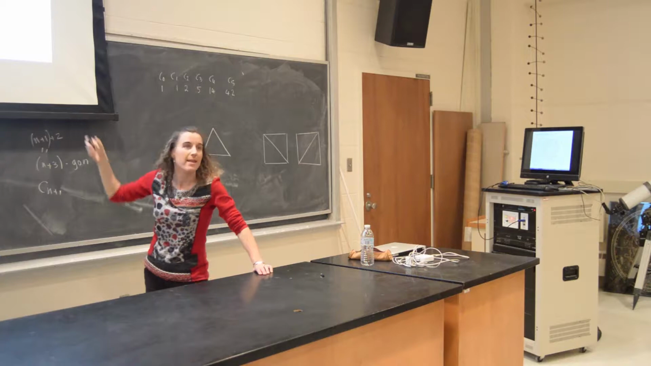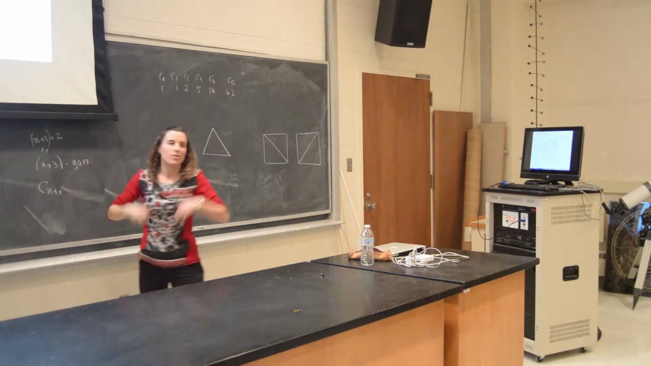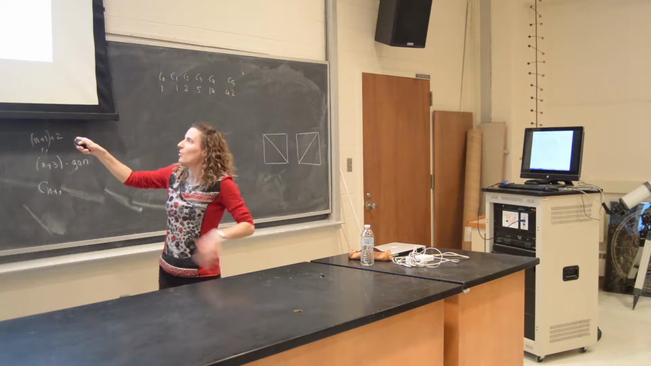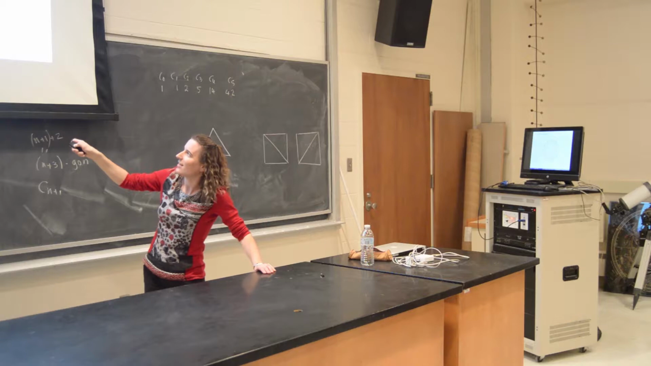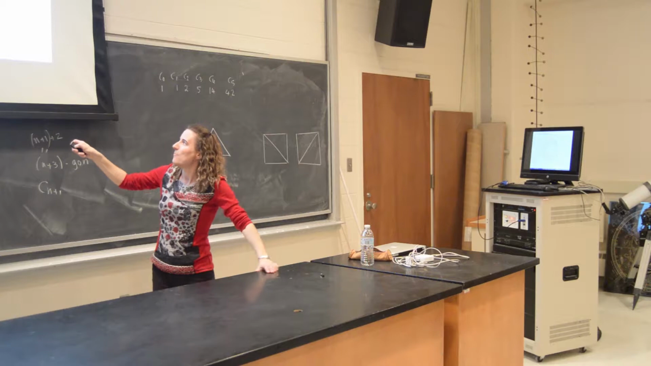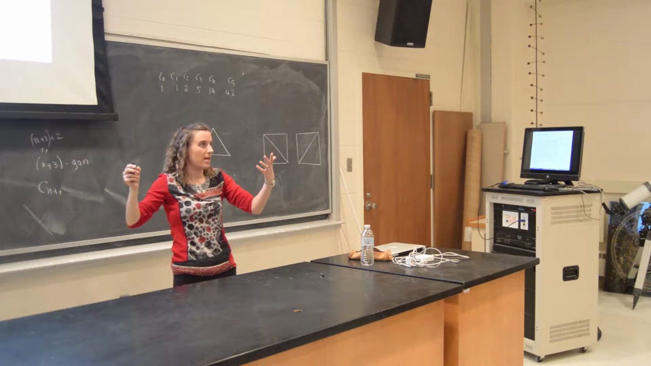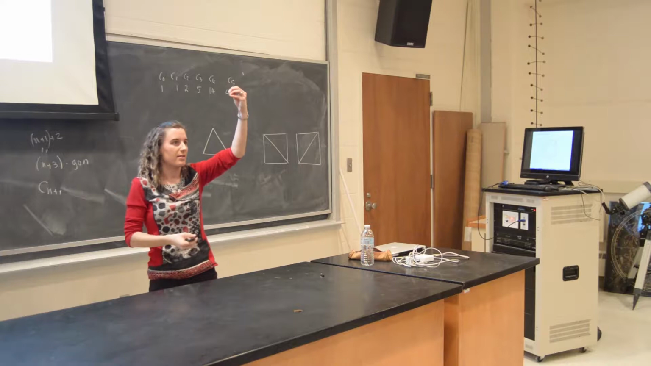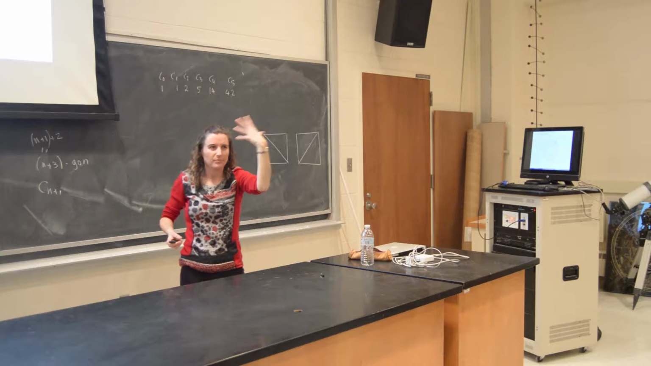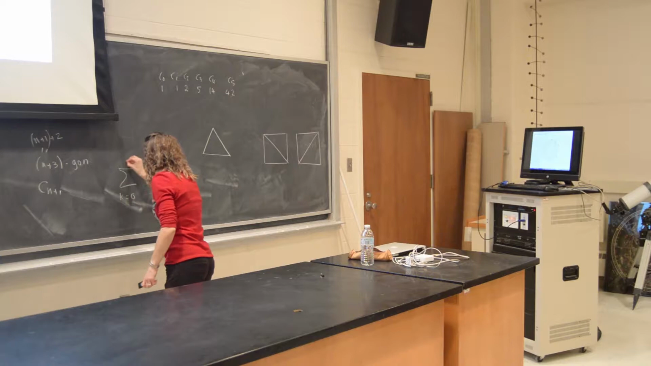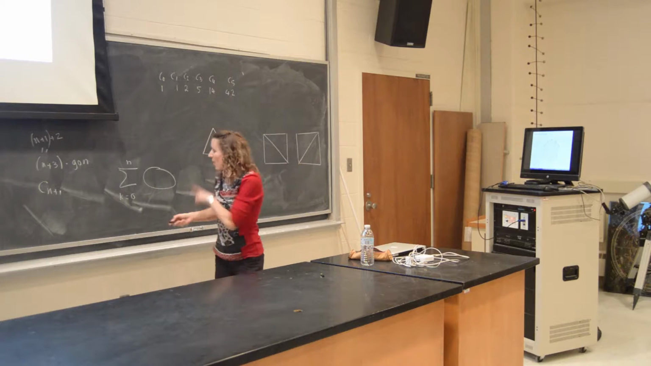So the number of triangulations, C_{n+1}, is going to be the number of triangulations that contain the triangle with vertex zero, plus the number that contain the triangle where the third vertex is one, plus the number where the third vertex is two, and so on, all the way to the triangulations that contain the triangle where the third vertex is n. So you can see I have this sum where k goes from 0 to n, and k is the third vertex of this triangle contained in the triangulation, of the number of triangulations that contain the triangle with k being the third vertex.